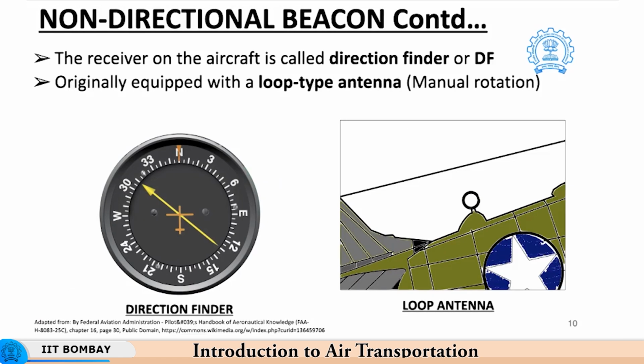So, there are two parts related to a particular NDB navigation. First, the onboard part, that is called the direction finder, and this direction finder basically makes use of a loop type antenna. Initially, during the inception of this technology, the loop antenna was manually operated by the pilot from the flight to receive the signal to carry out navigation.